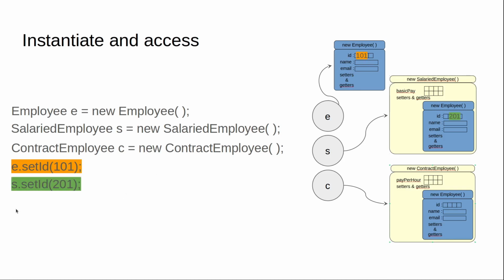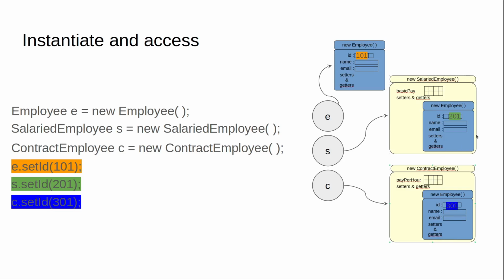Now I want to store 201 as ID of salaried employee. So as a result of executing this statement, the ID value of the salaried employee becomes 201. In a similar way, for contract employee, I am going to have 301 as ID, that 301 came here.